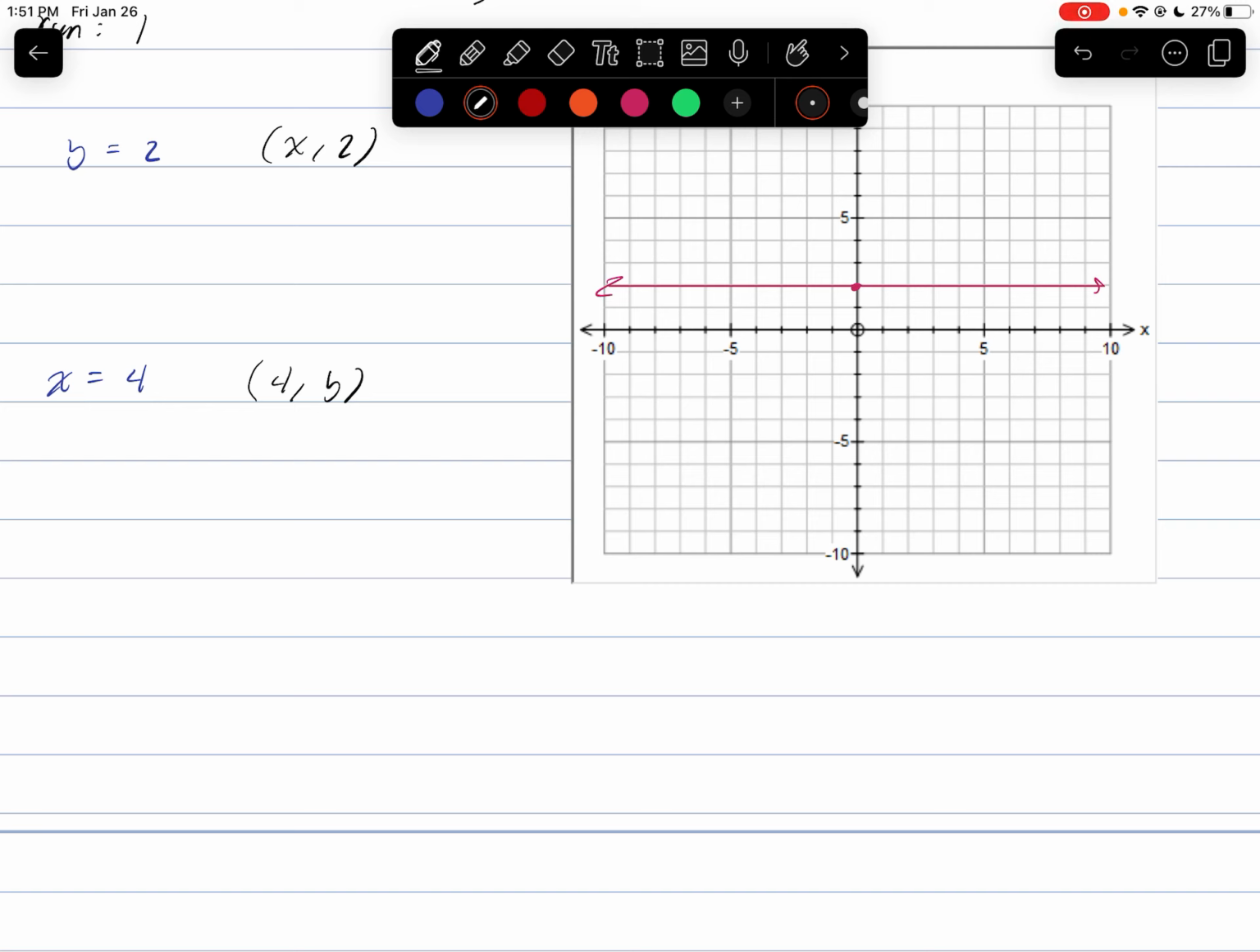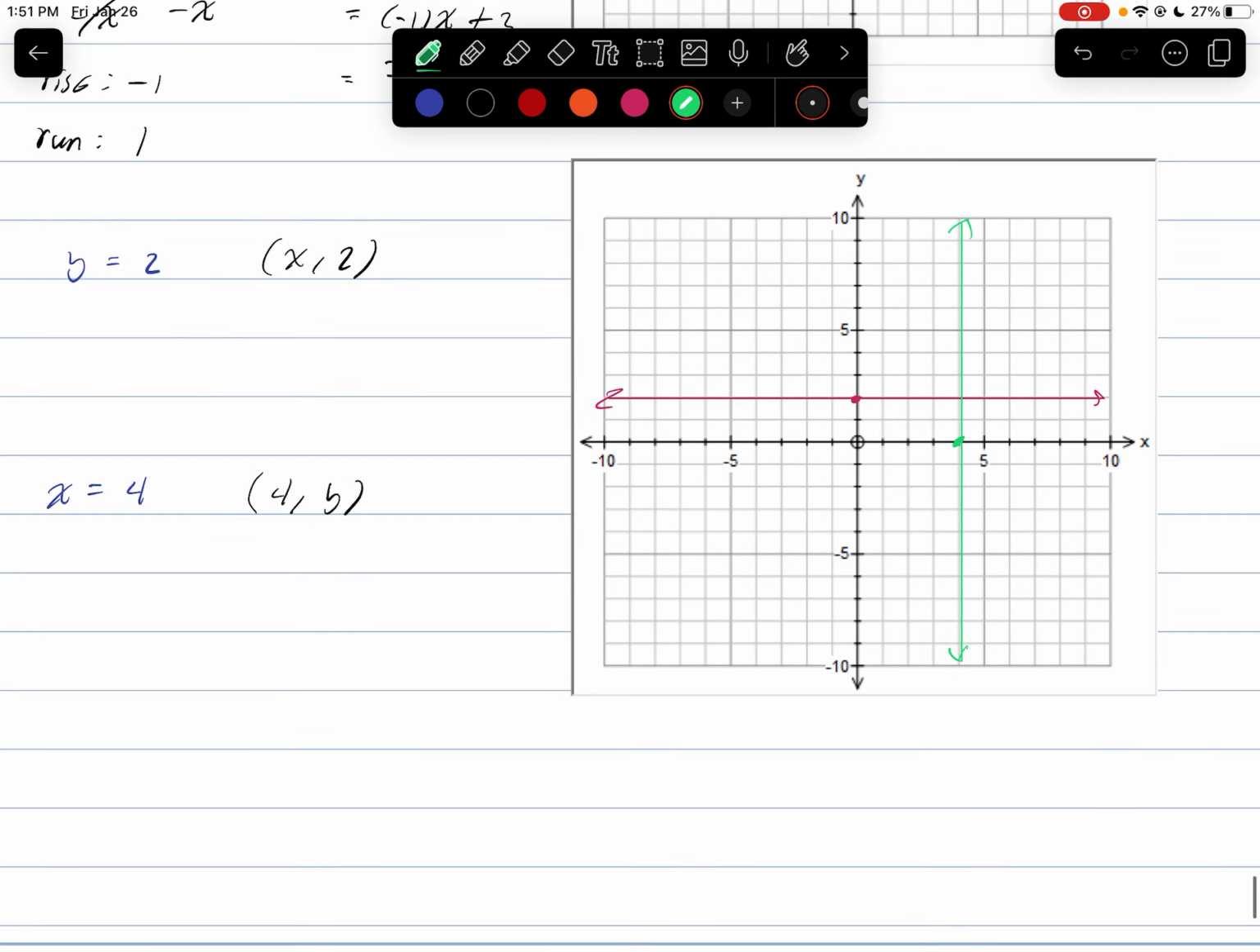Okay, so on this one, it's the exact same idea, except now we're going to count over 4 on the x-axis. And now we're going to have a vertical line. So now our y value, the y-axis is allowed to vary freely, but we're fixing the x value at 4. Okay, so anytime you see x equals some number, you're just going to count along the x-axis in whatever direction you need to that value, and you're going to draw a vertical line there.